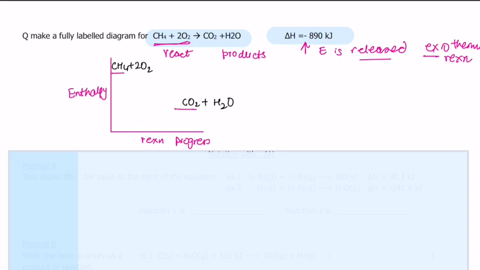I'm sorry, I never checked that this equation is not balanced. Give me a second. Let's balance this equation. Now, if you show your reactants, you show your products, and then if you want to show this arrow going down, you can do that. Or you could just simply write on the side delta H equals negative 890 kilojoules, because that is what was given to you. That's it.